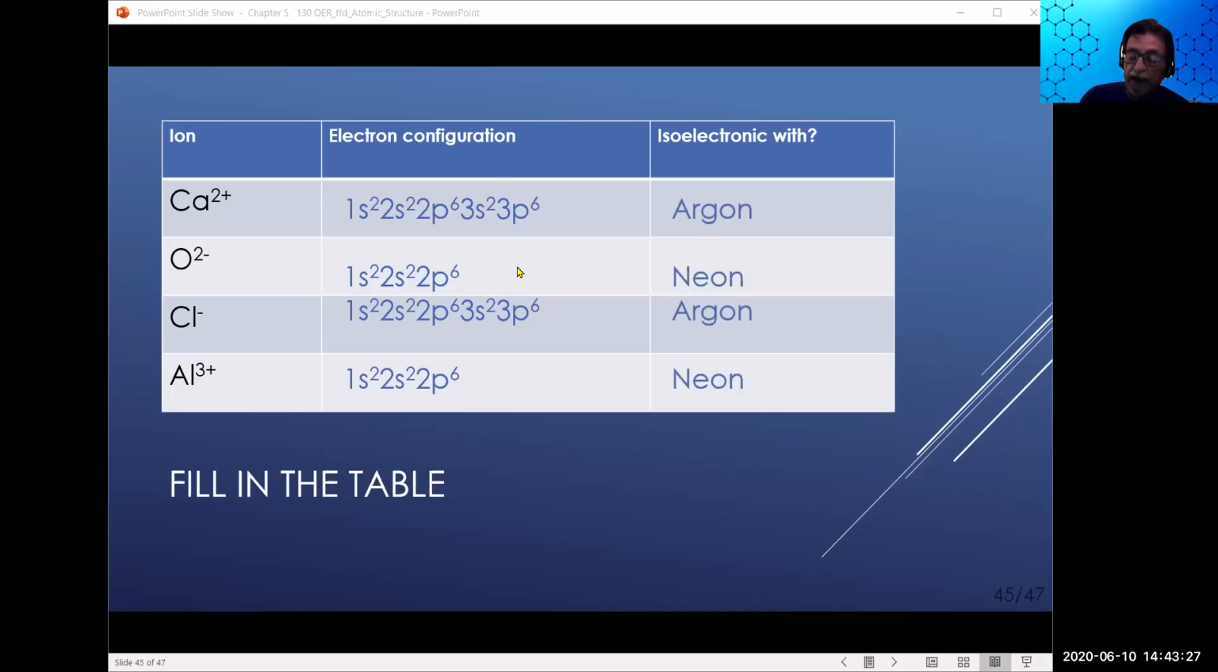And the calcium ion is isoelectronic with argon. The oxide, which is from oxygen, is isoelectronic with neon. Chlorine became chloride, isoelectronic with argon, and aluminum is isoelectronic with neon. Okay.